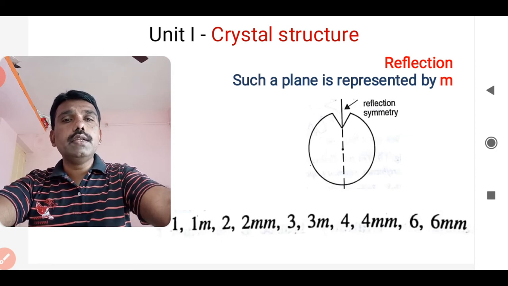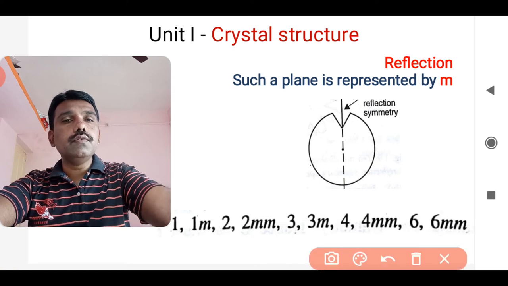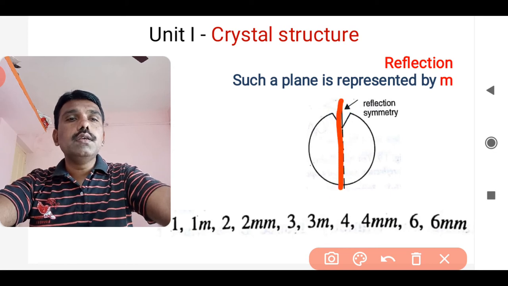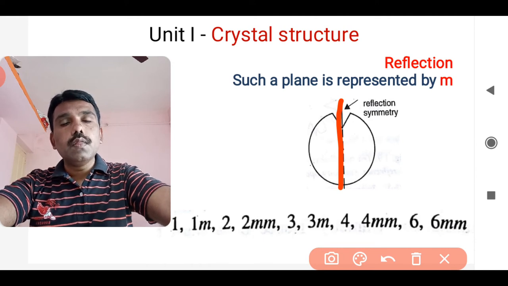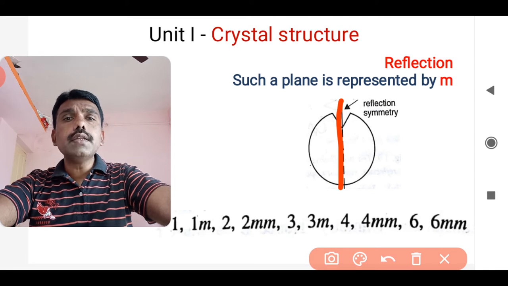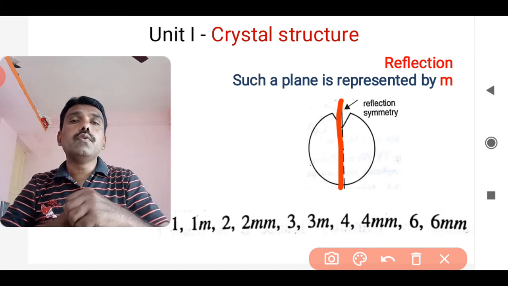We have already seen this in detail, but let's revise it. When this type of plane is drawn through the center of the axis, it gives you two equal halves which look like mirror images, and that is nothing but reflection symmetry. In that, we have seen that 10 point groups are possible.